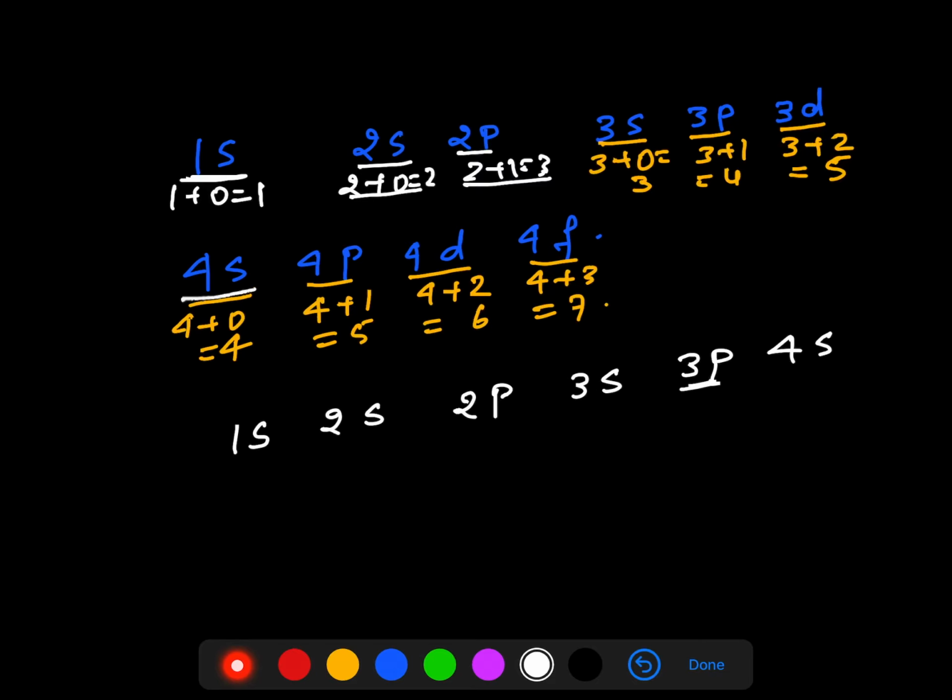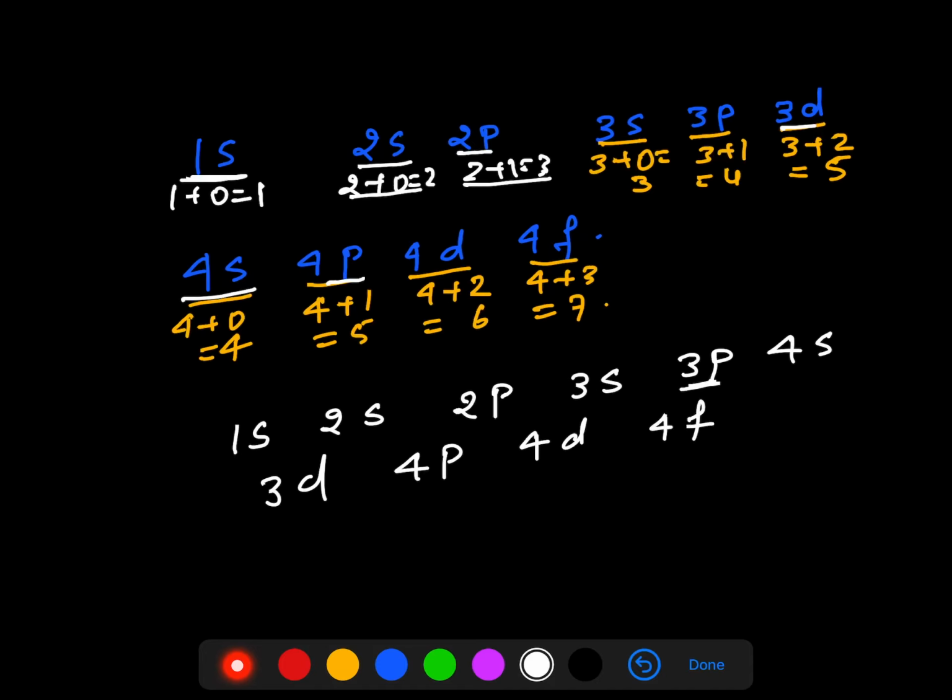After that, we have two subshells, 3d and 4p. Both of them have the same value of n plus l. So 3d will have lower energy than 4p because 4p has n equals 4, which is higher than 3d. Now, after 3d, it's 4p, 4d and 4f.